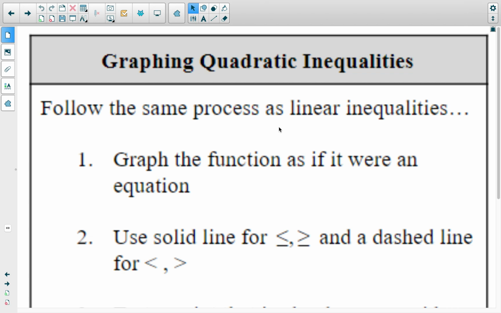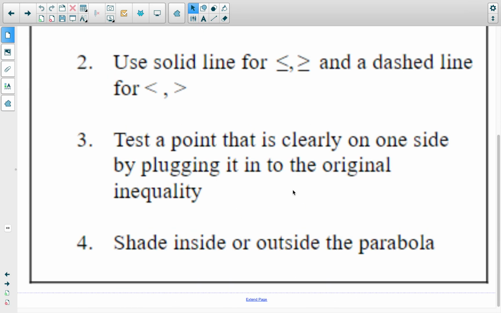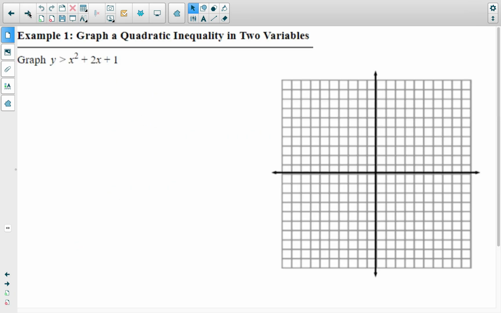So we're going to graph them as if it were an equation, and then we'll have to think through solid versus dashed line. And then we will have to test a point that is clearly on one side by plugging it into the original, and then we'll shade inside or outside of the parabola. Okay, so think about this. We have all these new graphing skills with parabolas.